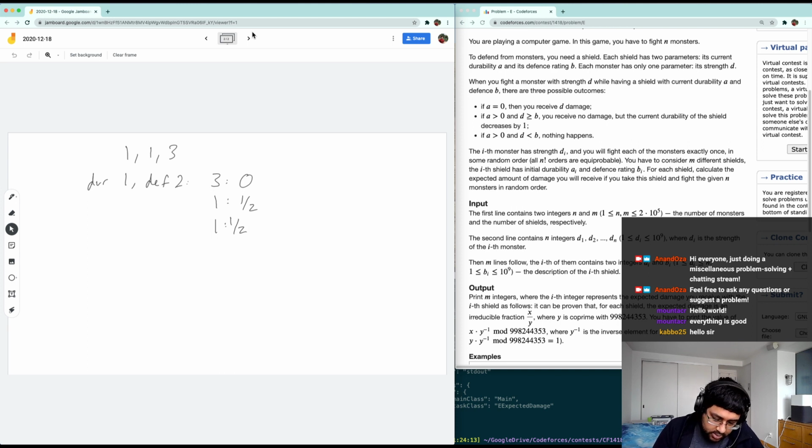And then for the 2/1 shield, the 3 monster has a 1/3 chance of being after you break your shield, which would be at the very end. So that would be 1, which is 3/3. And the one monster would be 1/3, and the other one monster would be 1/3. And that gives you 5/3, which is what we wanted.